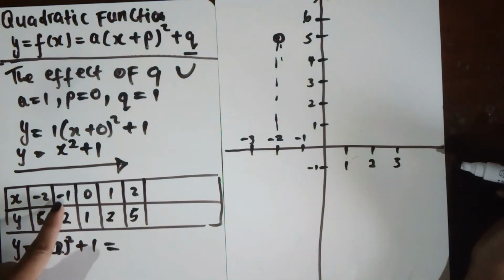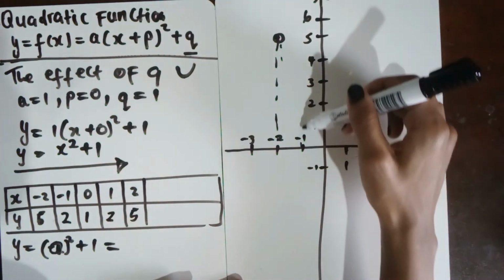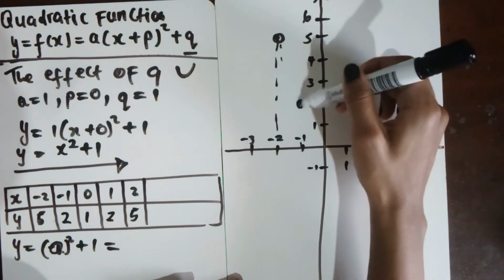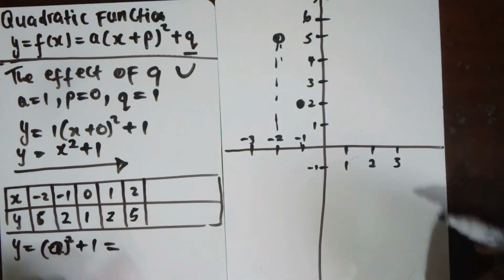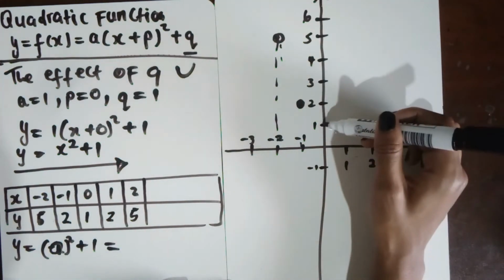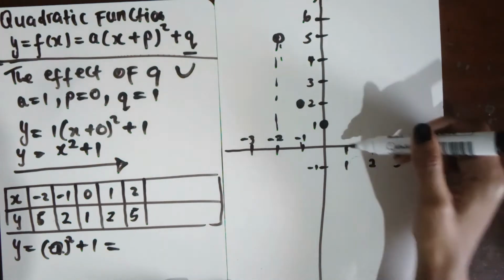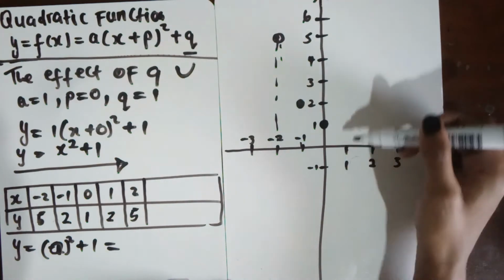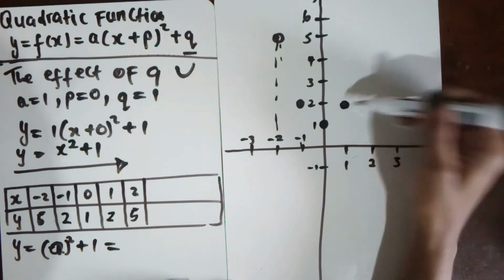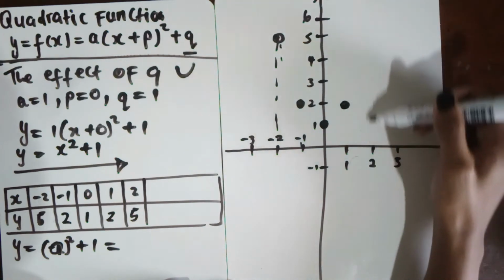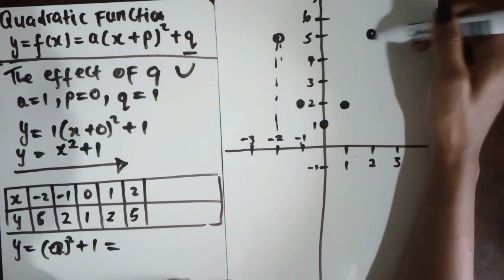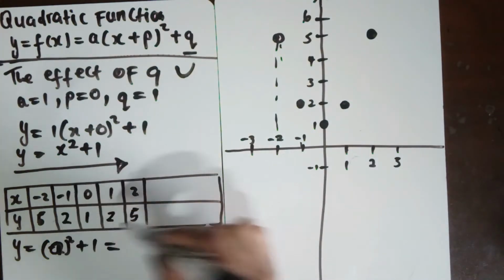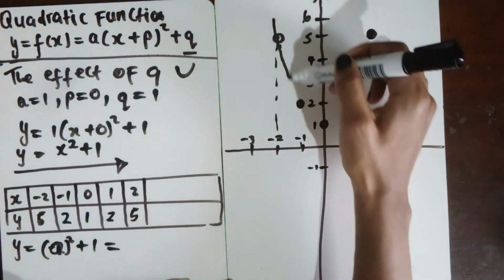X is negative 1, y is 2. So your point is going to be there. X is 0, y is 1, right? X is 1, y is 2. And then x is 2, your y is going to be positive 5 using these coordinates, right? And then you can actually now draw your graph.